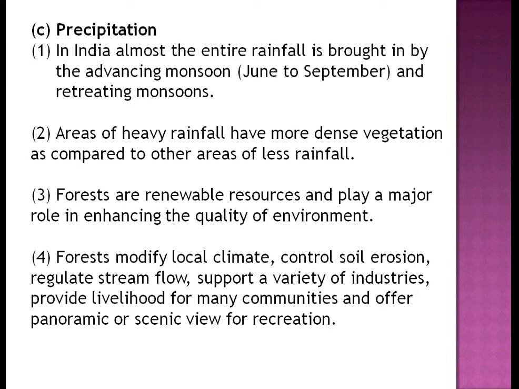So let's check out the points. Forests modify local climate. Point number one, they are helping us in many ways. They control soil erosion, regulate stream flow, support a variety of industries, provide livelihoods for many communities and offer panoramic or scenic views for recreation. That means they are developing a very good aesthetic.